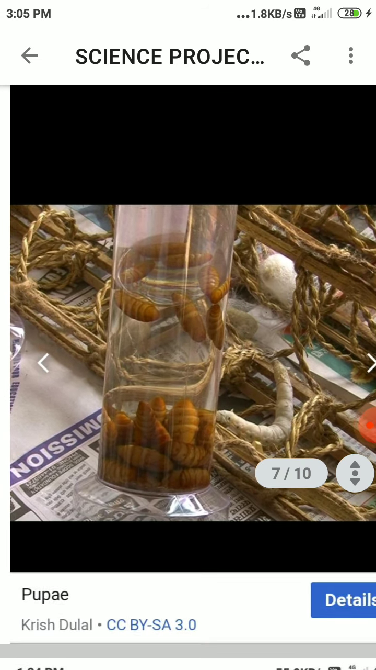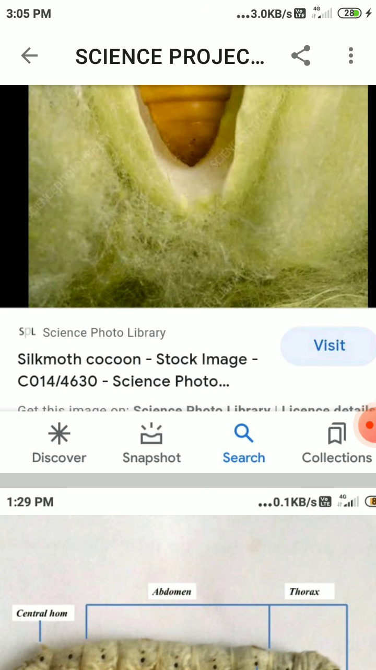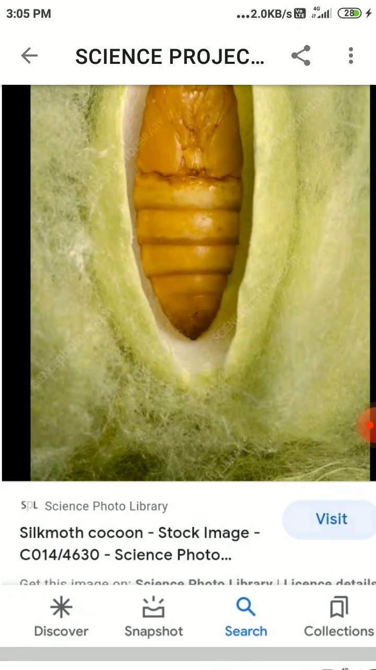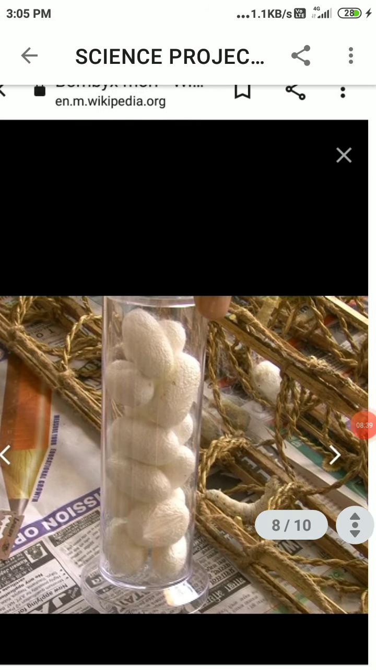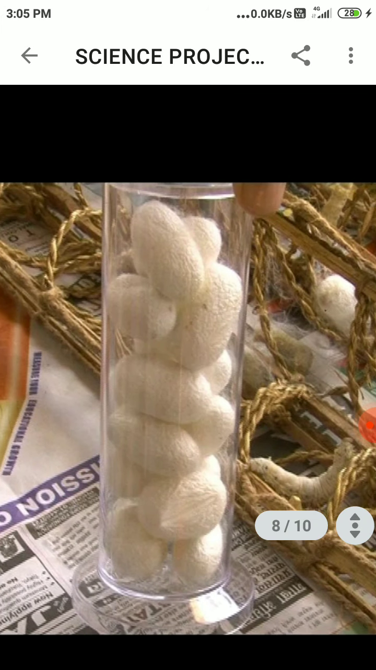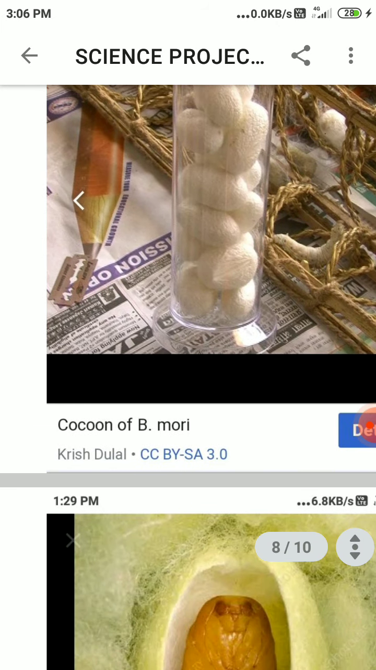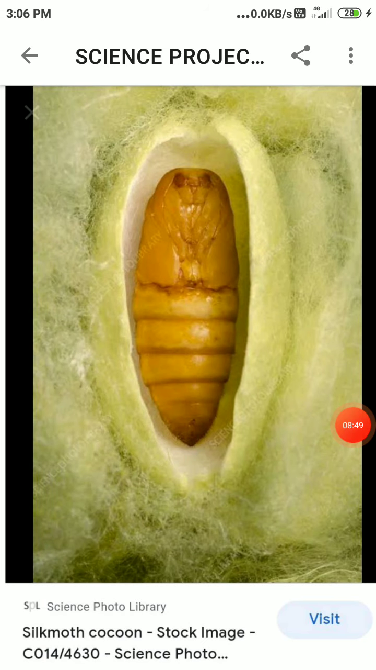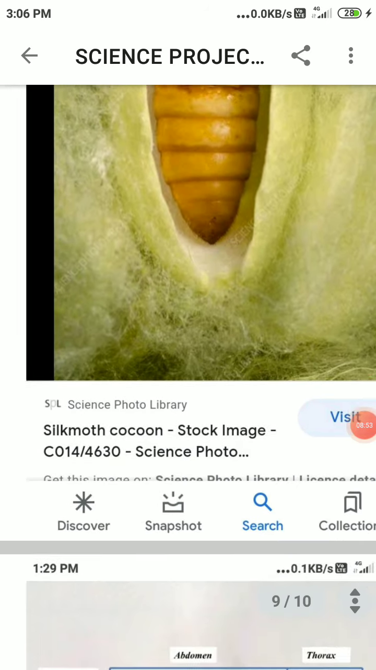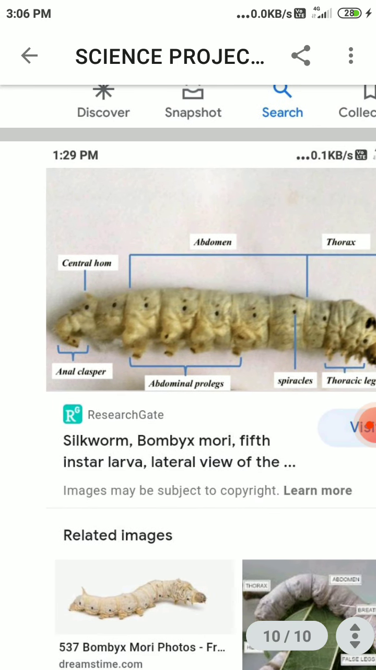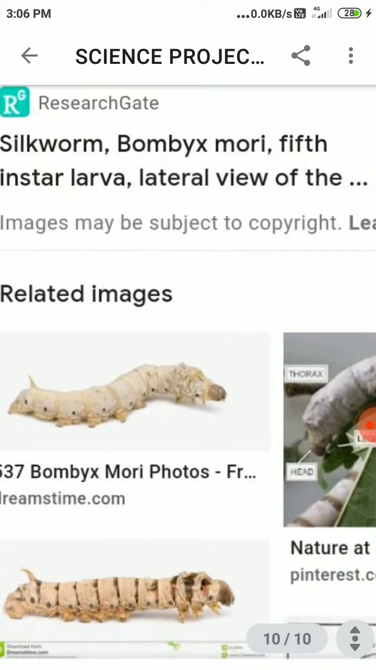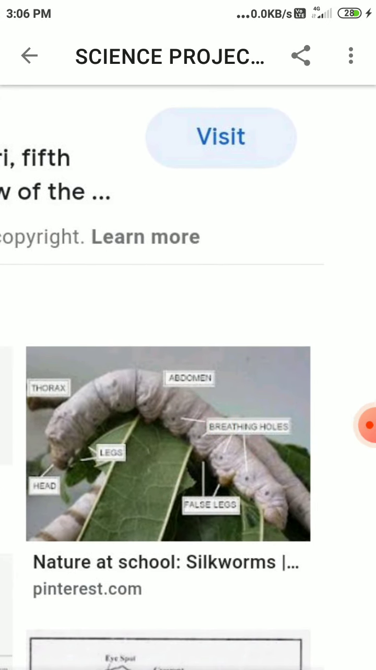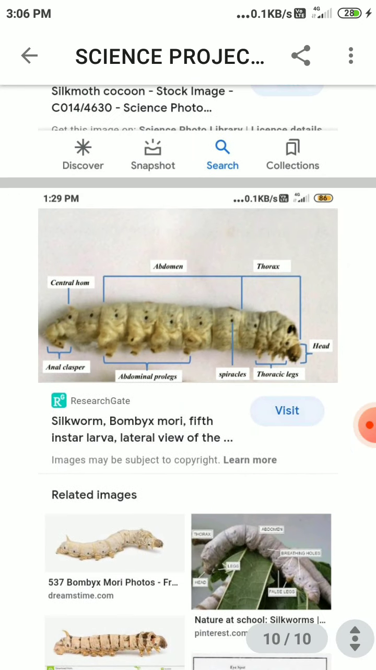This is pupa. This is cocoon. And this is Bombyx mori.